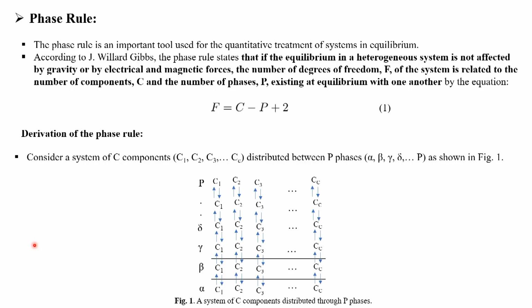According to J. Willard Gibbs, the phase rule states that if the equilibrium in a heterogeneous system is not affected by gravity or by electrical and magnetic forces, the number of degrees of freedom f of the system is related to the number of components C and the number of phases P existing at equilibrium with one another by the equation f = C - P + 2. Here, f is the number of degrees of freedom, C is the number of components, and P is the number of phases.